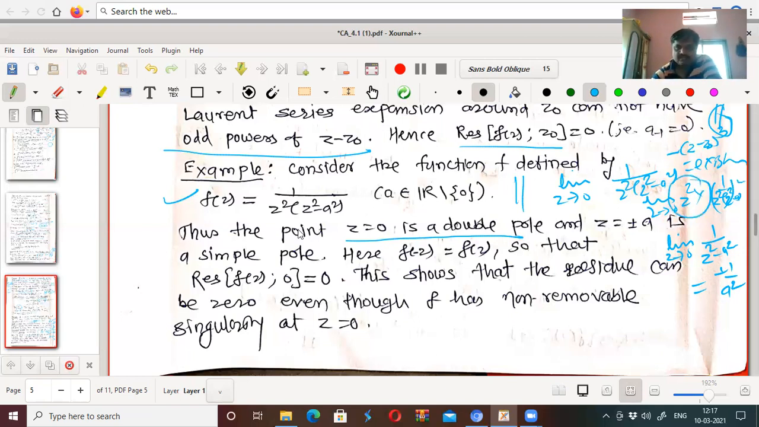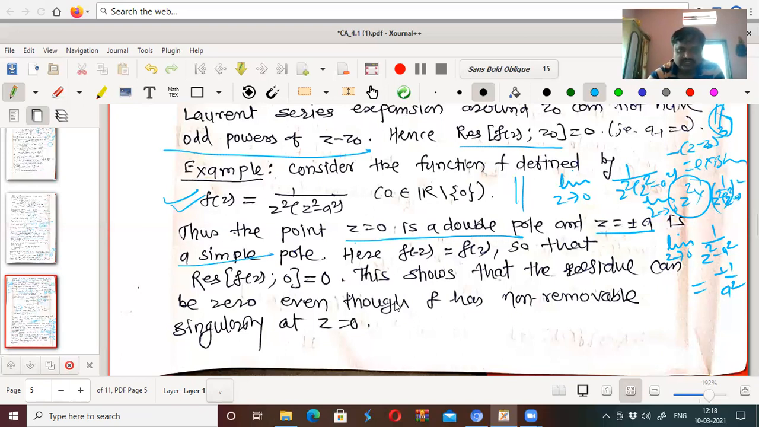Similarly, z square equal to a square, that is z equal to plus or minus a. So z equal to plus a and z equal to minus a, one times. These are the simple poles of this function f of z also. So z equal to 0 is a double pole of the same function f of z, and z equal to plus a is a simple pole, z equal to minus a is a simple pole.